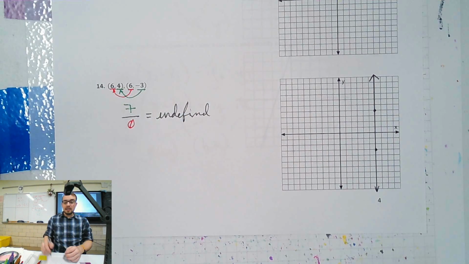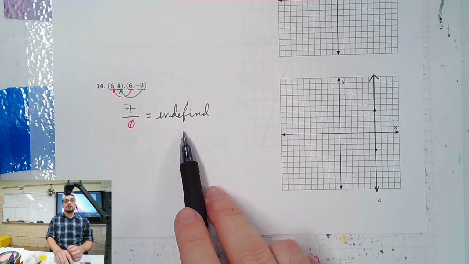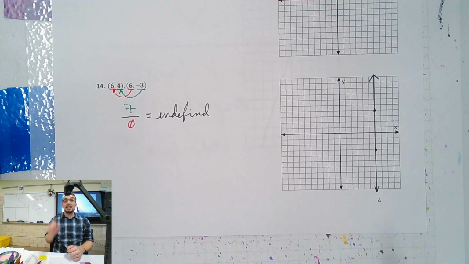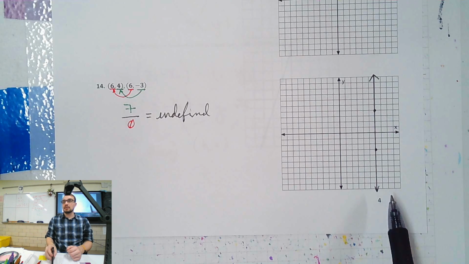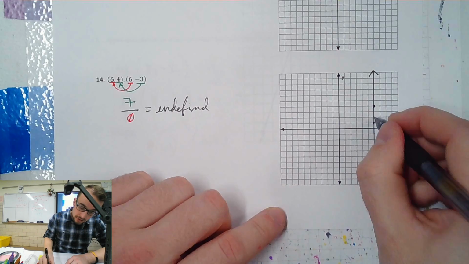Now we can't write that as y equals mx plus b because our slope is undefined. It breaks math. We can't have anything with a slope in it. So to write the equation, we need to ask ourselves, what do all these points have in common? They all have x as 6.